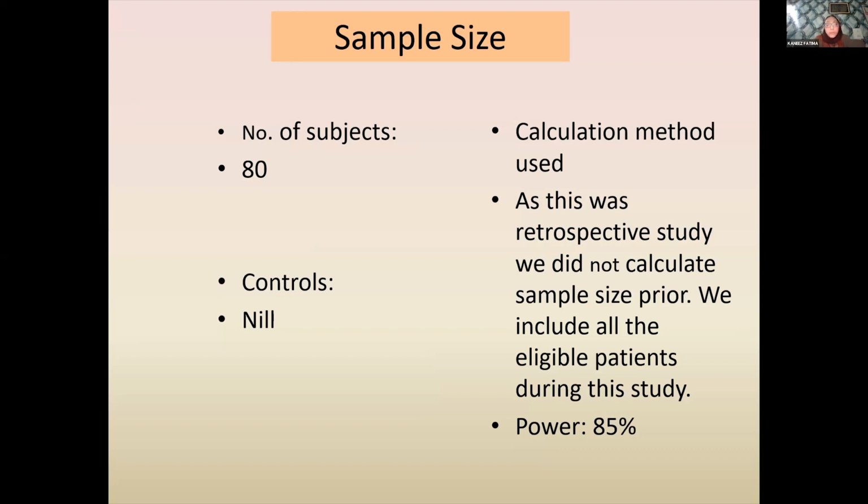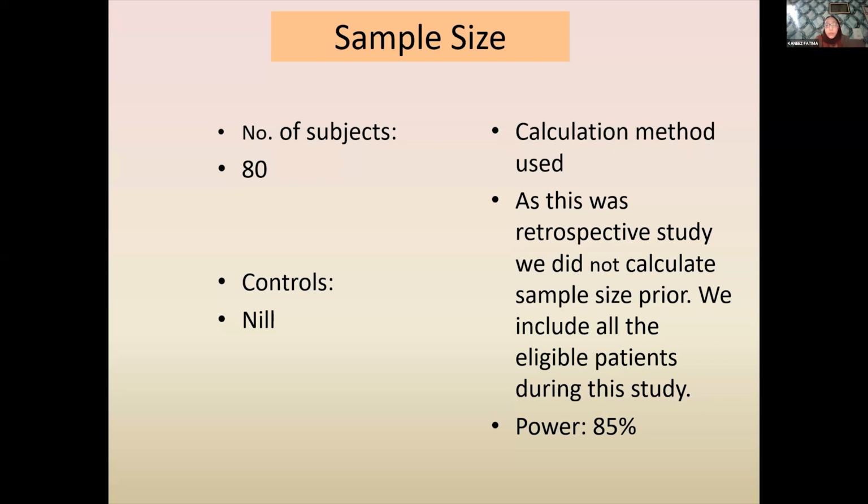We have taken a total of 80 patients in our study. Although this was a retrospective study, we have not calculated the sample size prior. So we included all the eligible patients during this study. We have included patients of nasopharyngeal carcinoma with stage 2 to 4A as per the 8th edition AJCC staging system. Patients who had received induction chemotherapy with concurrent chemoradiation, patients who received adjuvant chemotherapy with concurrent chemoradiation, and we have excluded patients with stage 4 disease and those patients who had received only concurrent chemoradiation.